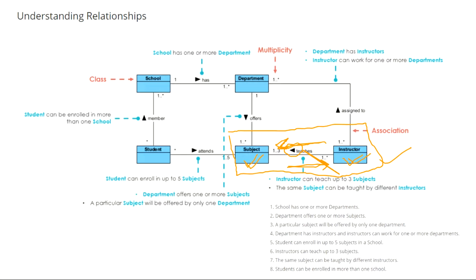But you also have to show the relationship between this and this class in this direction without reading it. Just like you did here, that department has instructors. So again, in the same way, you have to read the subject class and instructor class also. What will be the answer? This thing is fine that an instructor can teach up to 3 subjects. Subject has instructors, right?